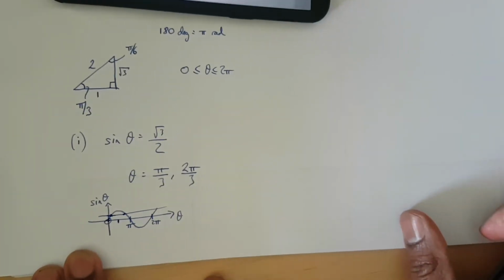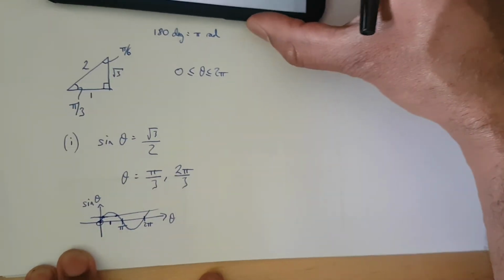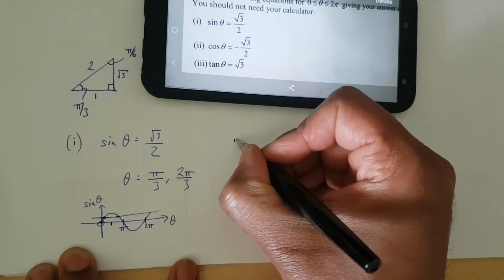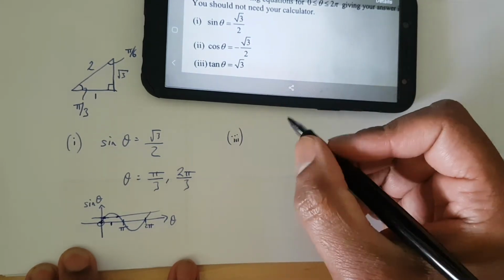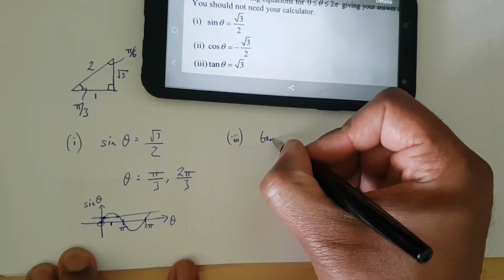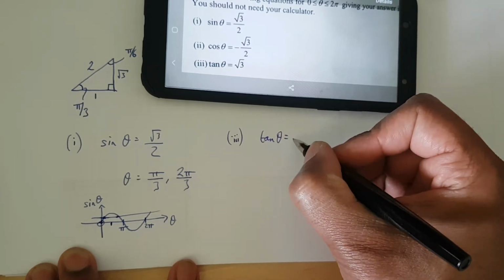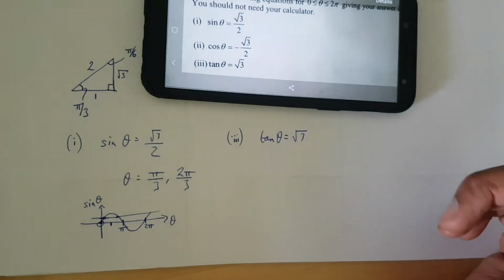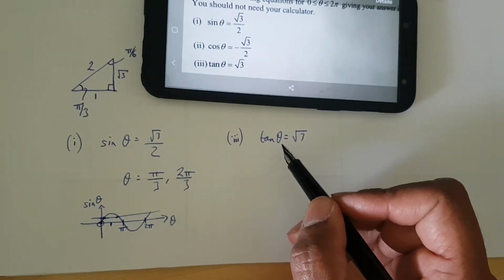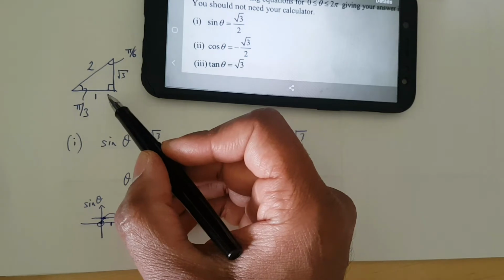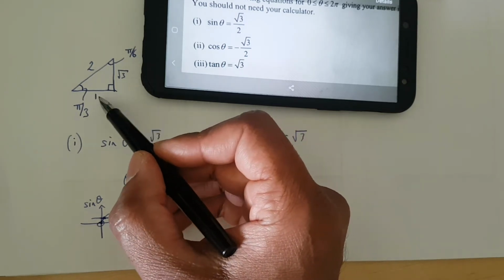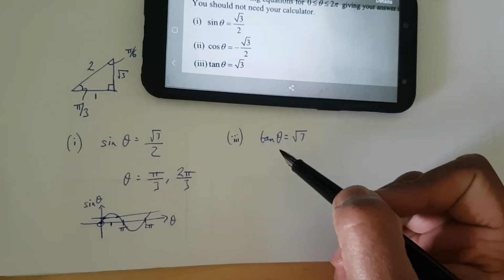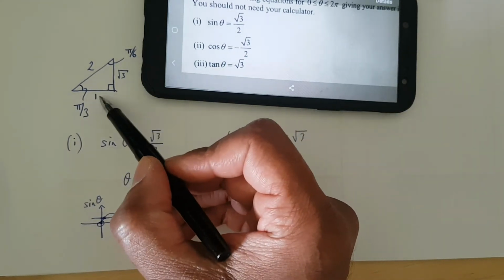Let me do question 3 next, simply because it's so similar to what we've already done. Question 3 says I know tan theta is root 3. Well, tan is opposite over adjacent. So look here, the opposite must be the root 3. Tan theta is opposite, which is the root 3, over the adjacent one.